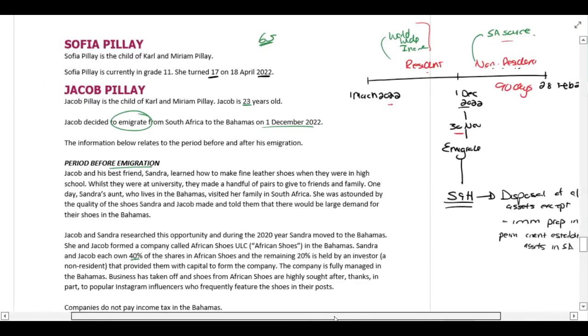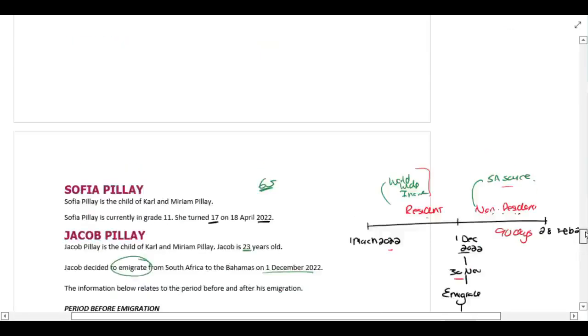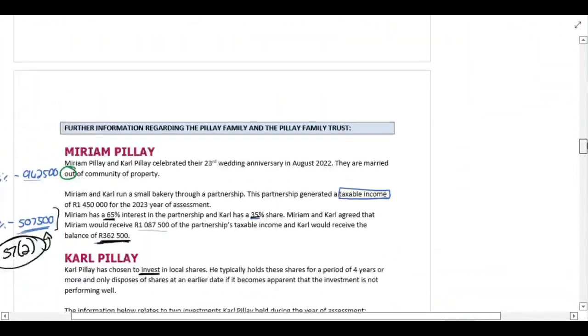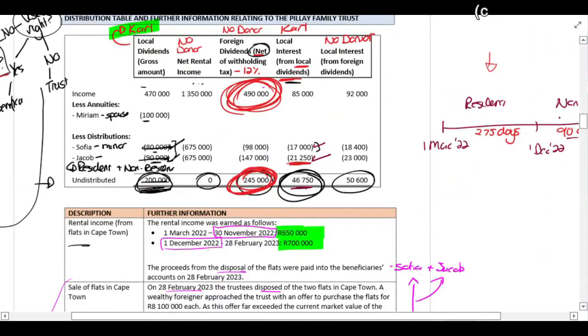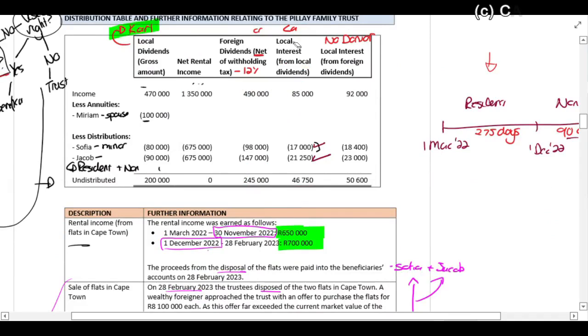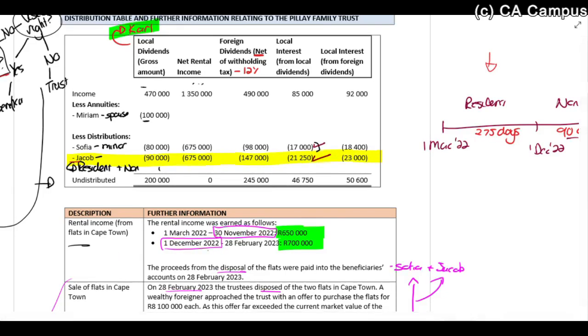Okay, so let's talk about the different aspects, and I suggest that you just start from the top and work your way down. The first place where we see information about Jacob is in the trust. In the trust, I'm just going to clean this up a little bit. These are the amounts where Jacob received something, and then also he has a vested right to some income. So let's start with it.